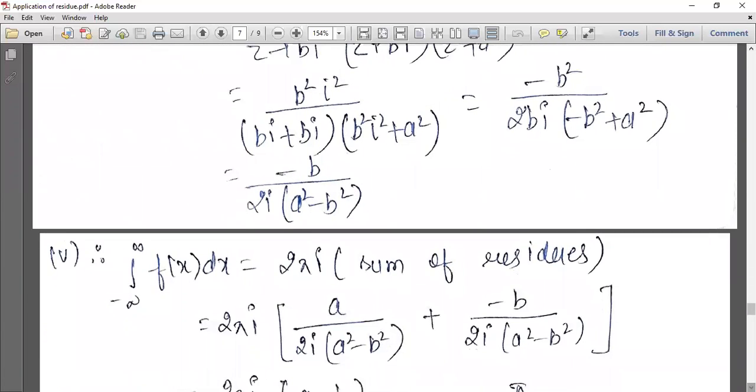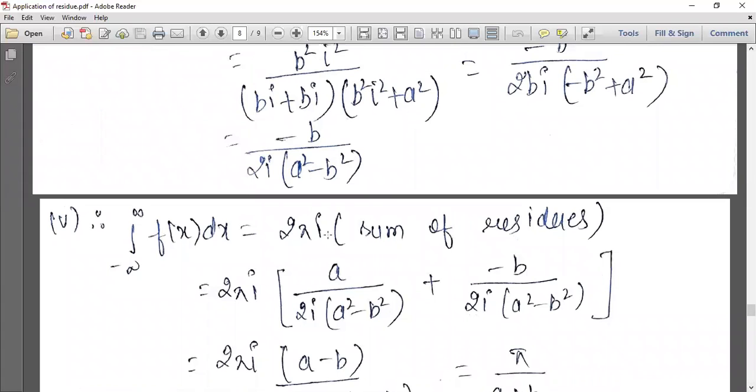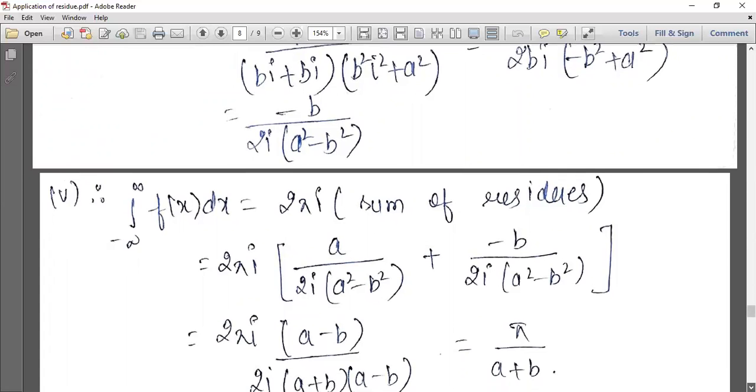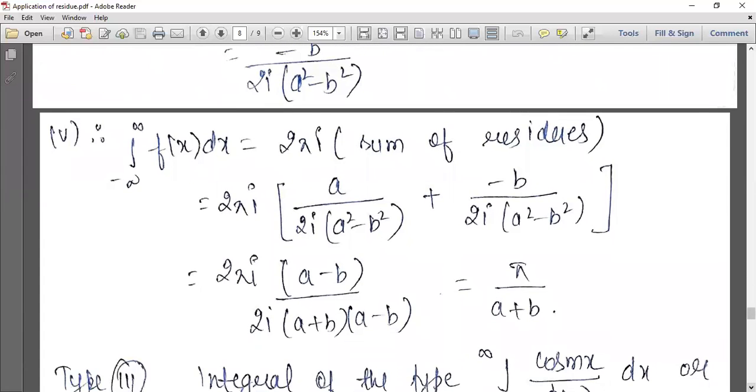Now I have all my required data. So this integral will be 2 pi i times the sum of residues. So 2 pi i, first residue at z equal to a i, second residue at z equal to b i. So this will be pi divided by (a plus b).